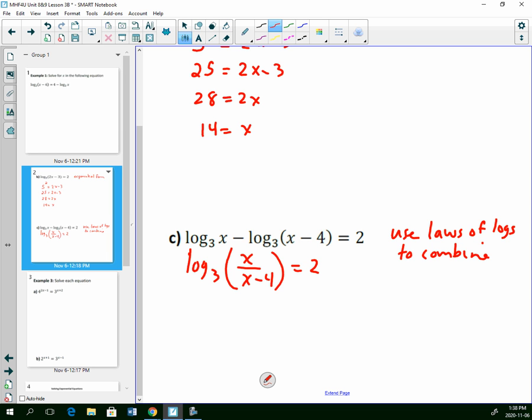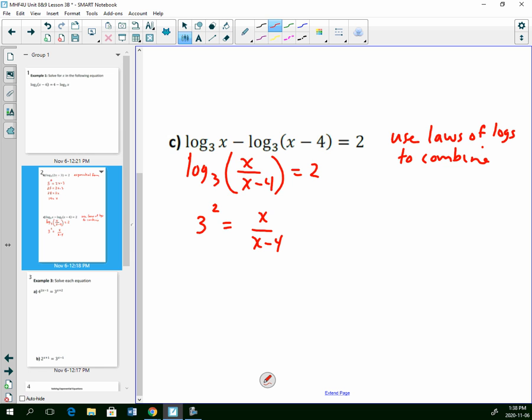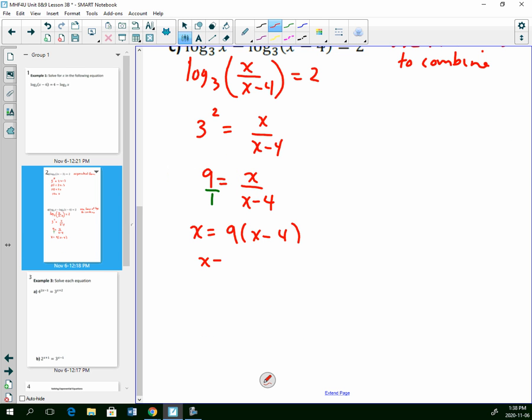And then once I have that 1 log combined, then I can put it in exponential form. So it's base 3 to the power 2. And then we want to solve. So if we're solving for this one, we can just cross multiply. Remember that 9's over 1. So it'll be 1 times x equals 9 times x minus 4. And then we'll just expand brackets.